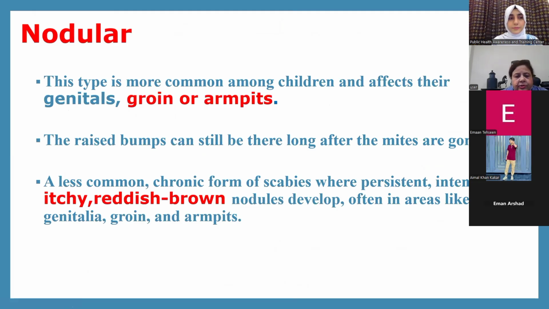Third is the nodular type of scabies. This type is more common among children and affects their genitals, groin, and armpits. The raised bumps can still be there long after the mites are gone. It is the less common chronic form of scabies, where persistent, intensely itching reddish-brown nodules develop, often in areas like the genitalia, groin, and armpits. Next, please.